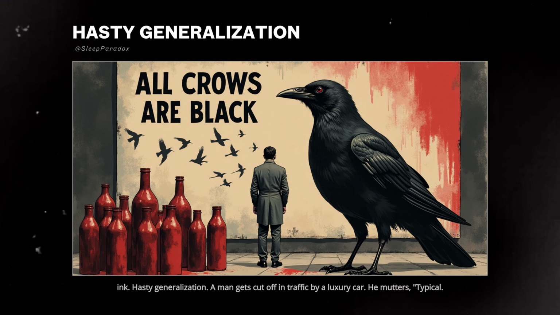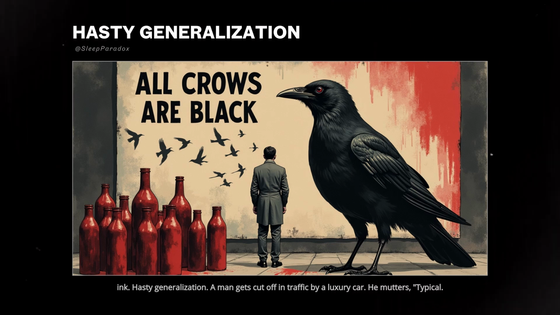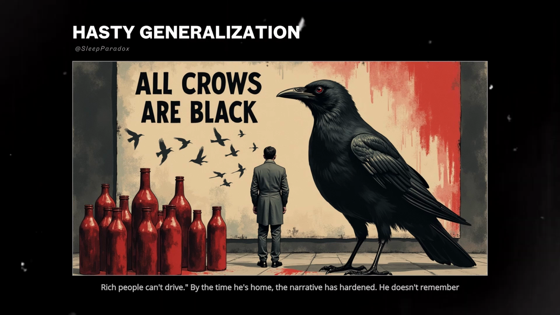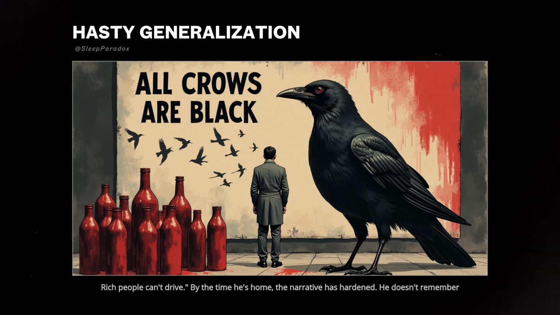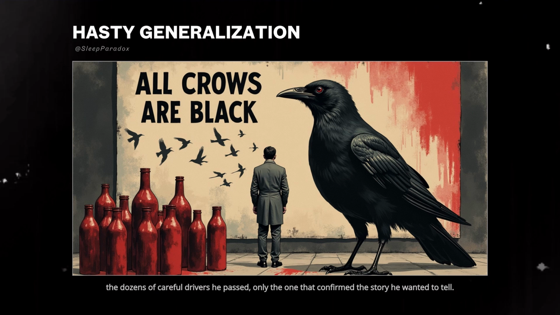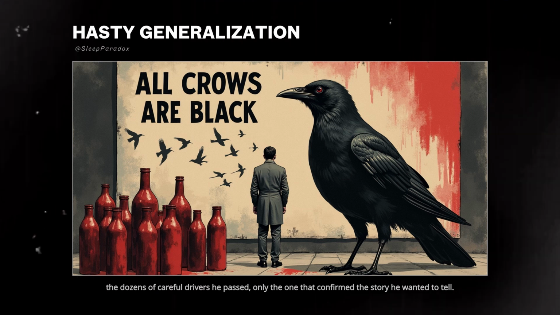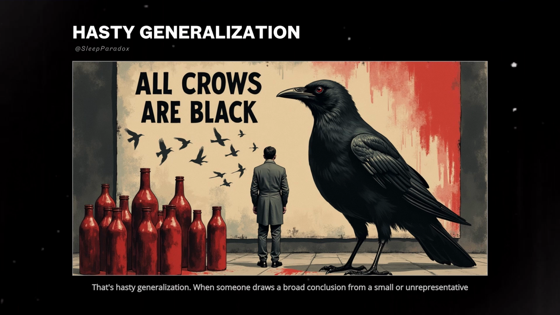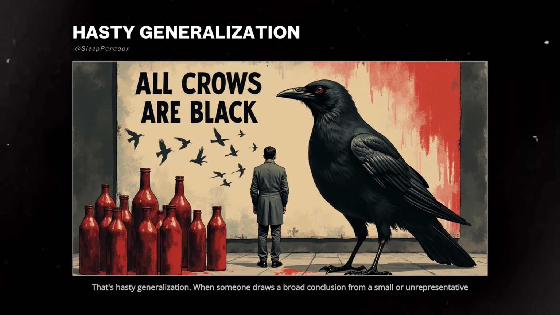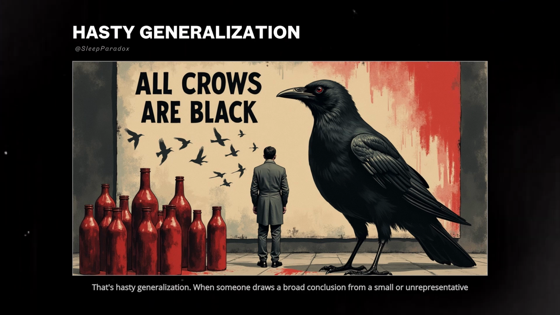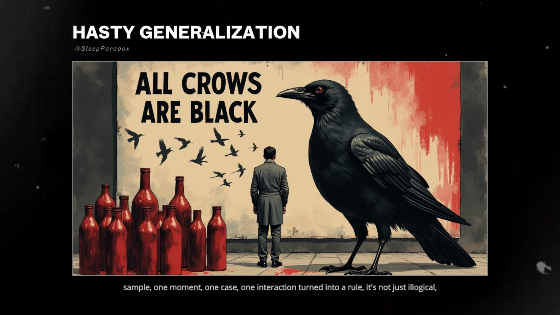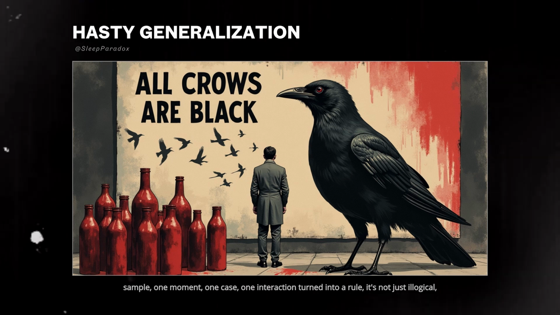Hasty generalization. A man gets cut off in traffic by a luxury car. He mutters, "Typical, rich people can't drive." By the time he's home, the narrative has hardened. He doesn't remember the dozens of careful drivers he passed, only the one that confirmed the story he wanted to tell. That's hasty generalization. When someone draws a broad conclusion from a small or unrepresentative sample, one moment, one case, one interaction, turned into a rule.